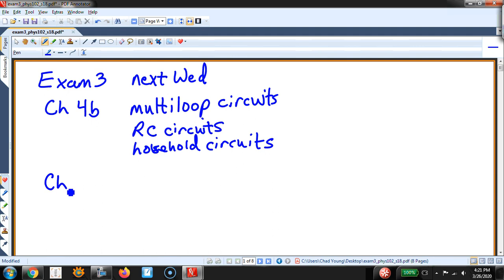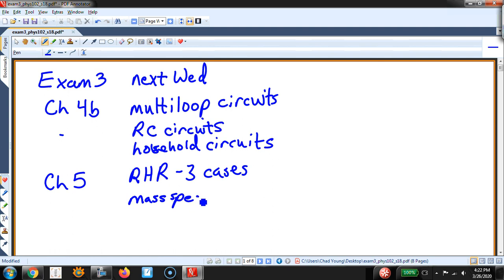In chapter 5, we'll have all of chapter 5. That's going to include the right-hand rule. There are 3 cases of the right-hand rule with the curl rule and then the QvB and the ILB using the right-hand rule to find the magnetic field or the force, the current. Let's see, you're going to have mass spectrometers. How that works, you'll have defining the magnetic field due to a long straight wire.